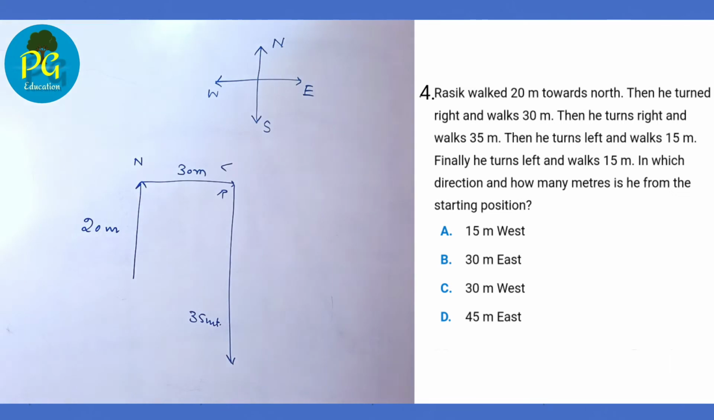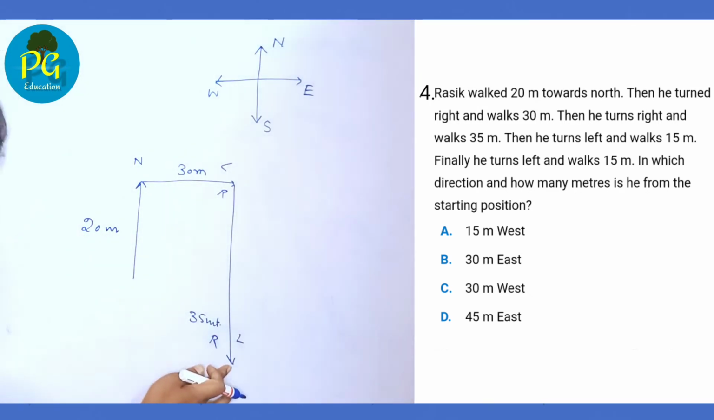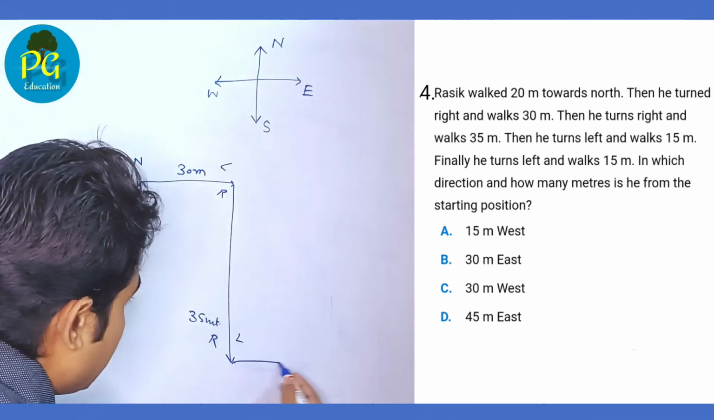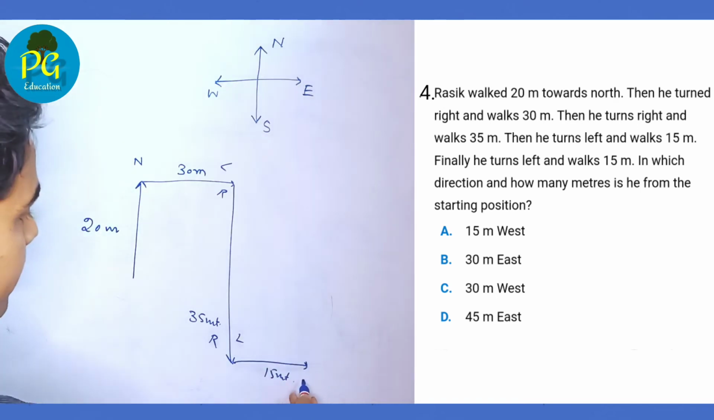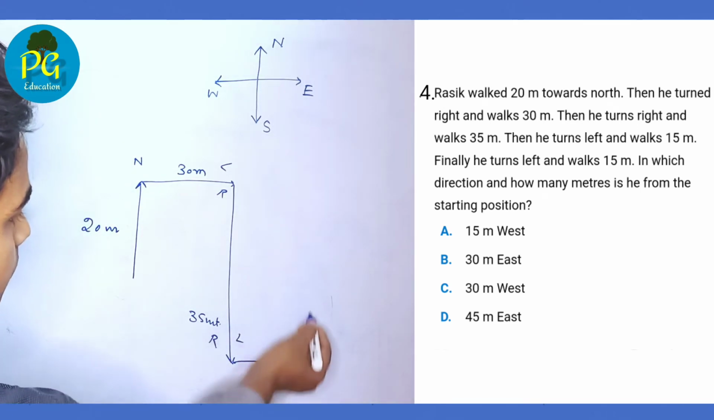Okay, then he turned towards his left. This is the left side and this is the right side of Rashik because he is facing towards this side. Then he turned his left and walked for 15 meter. Finally, he turned his left and walked for 15 meter.